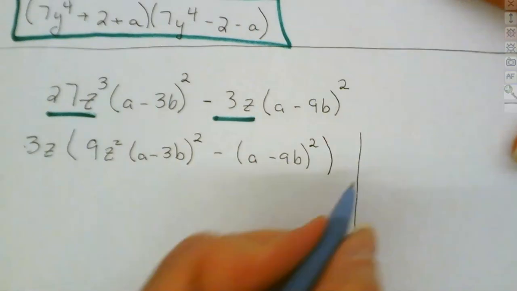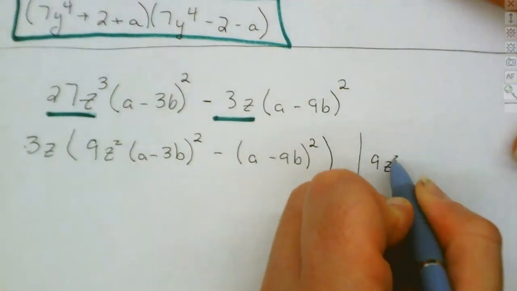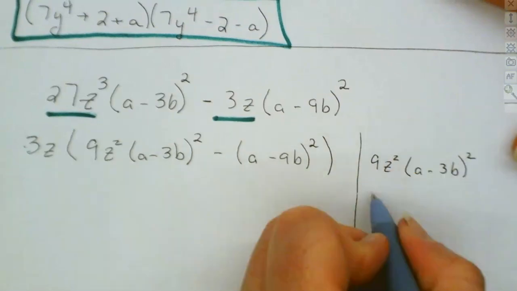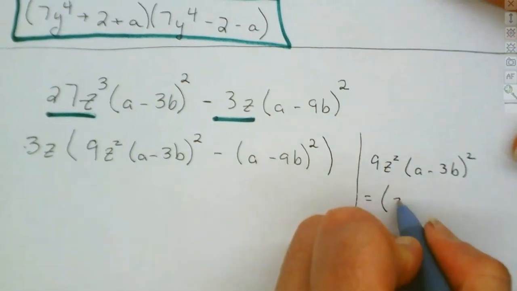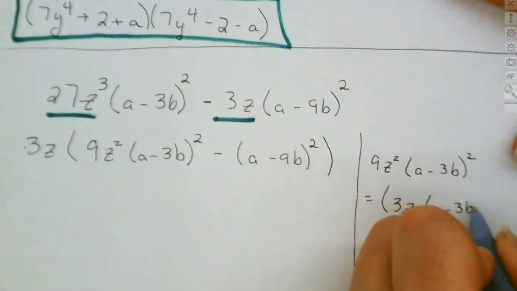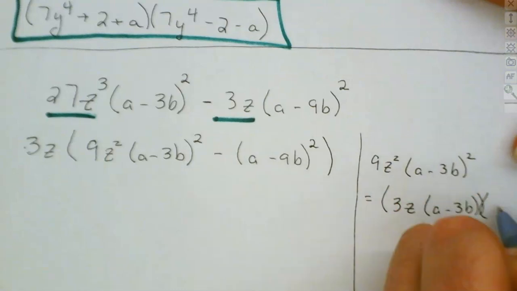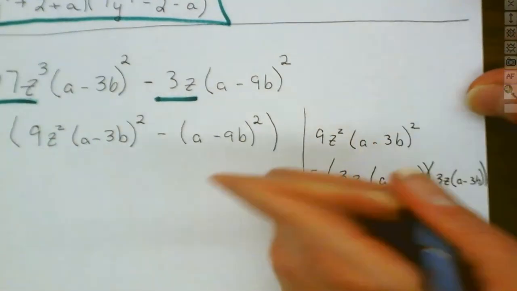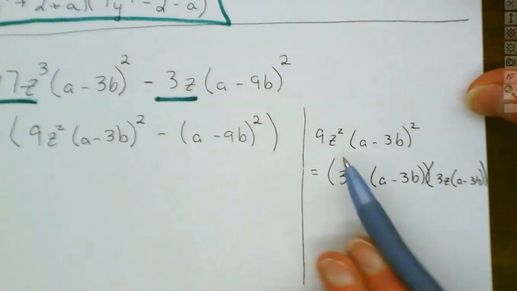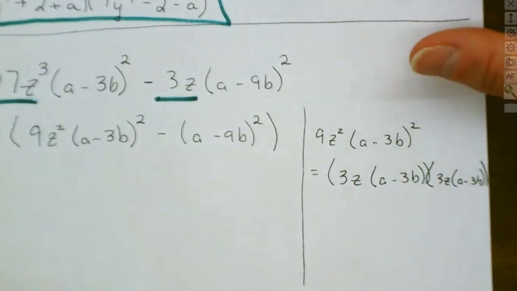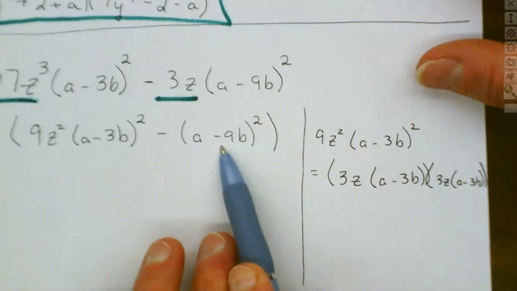Well, if we go over to the side and work with it, we work with 9z squared times a minus 3b quantity squared. Well, that can be rewritten as 3z times a minus 3b and 3z times a minus 3b. Because those are the same, aren't they? Just wrote it out because that's a square. So 9 is a perfect square of 3 and 3. Z and z, and that splits up there as well. And we know this is a square here, so it can also be split up.